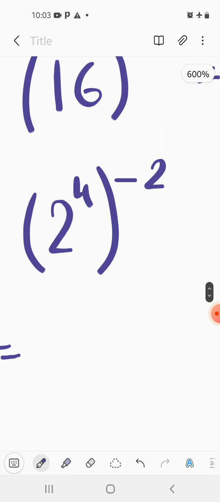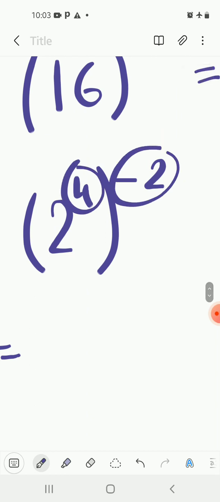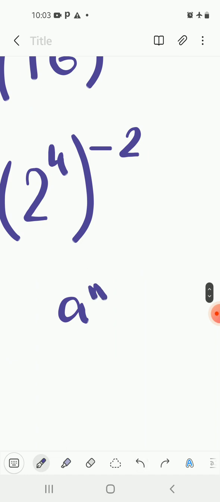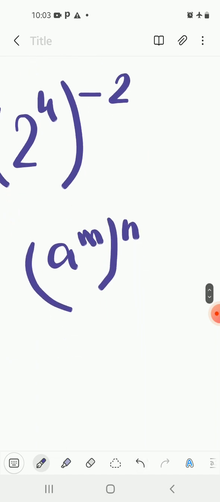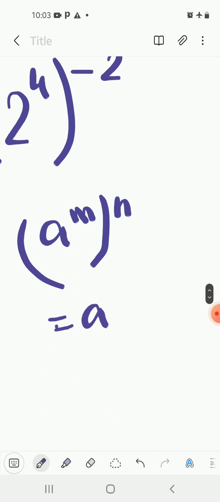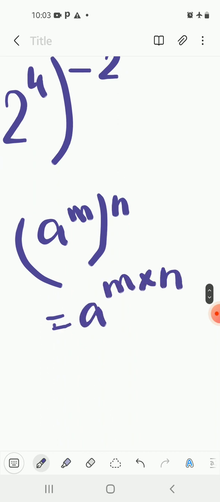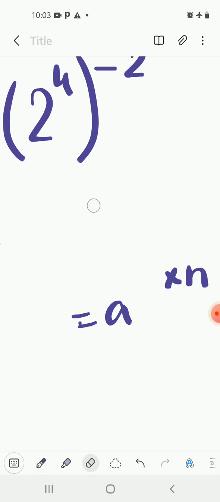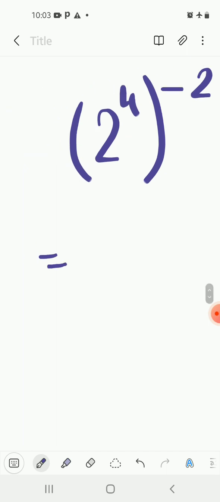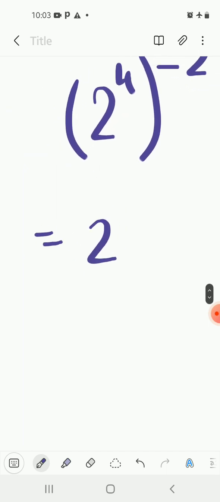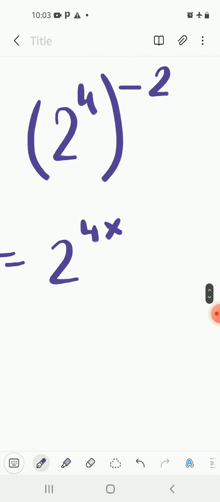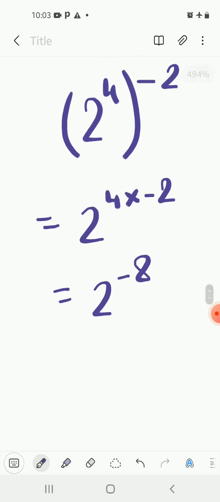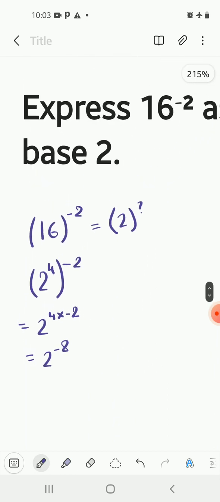So we know this and this. We have this law, (a^m)^n, then the powers are multiplied. We will apply this law in this question. So this will become 2, multiply the powers, 4 into −2, it becomes 2 to the power −8. So this will be the answer to this question.